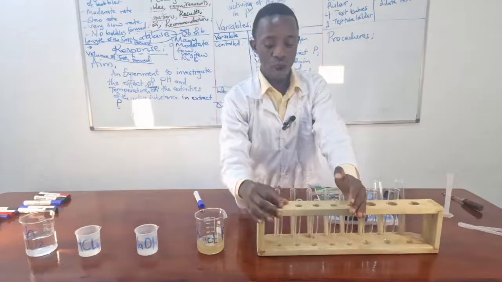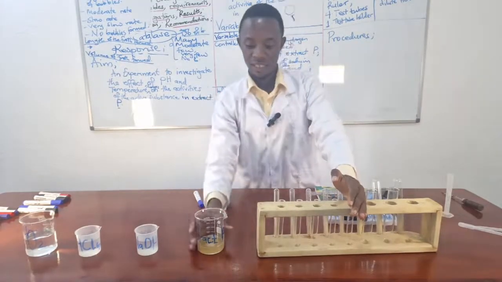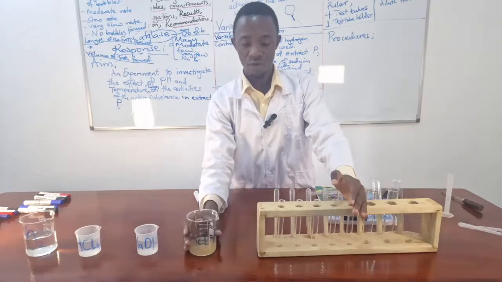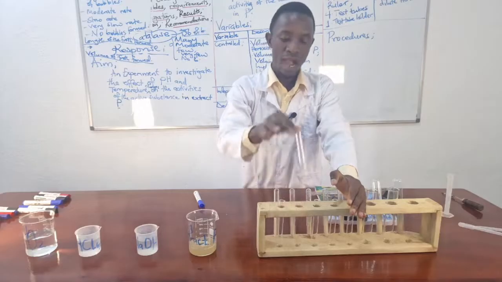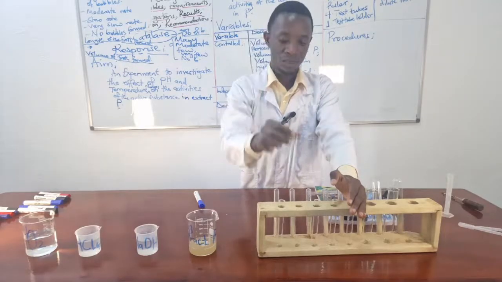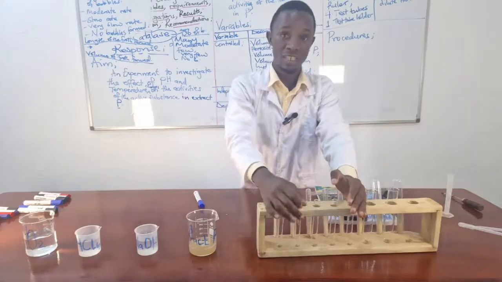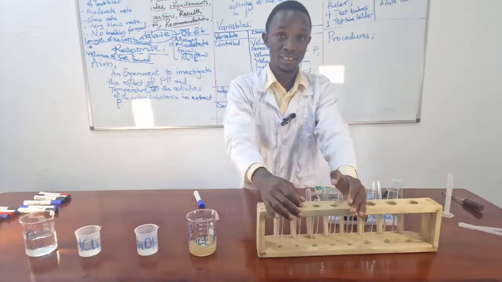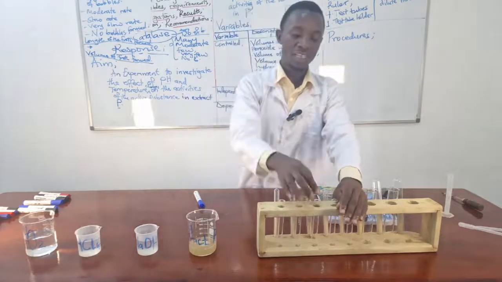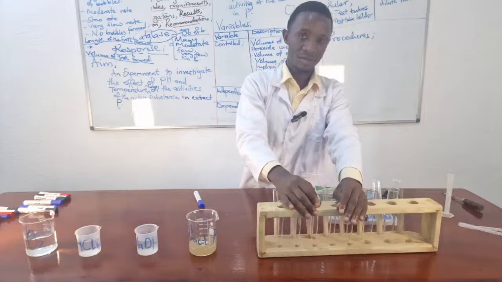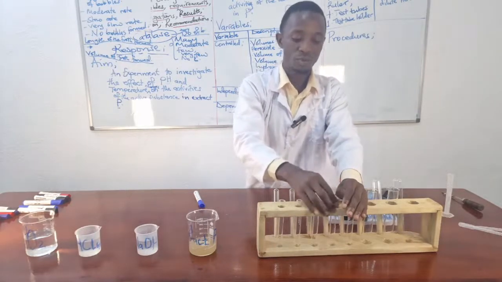So in test tube 1, I'll add nothing. In test tube 2, there is hydrogen peroxide, and I will then add sodium hydroxide to it. In test tube 3, I'll add hydrochloric acid. And then I'll leave test tube 4 with only hydrogen peroxide.